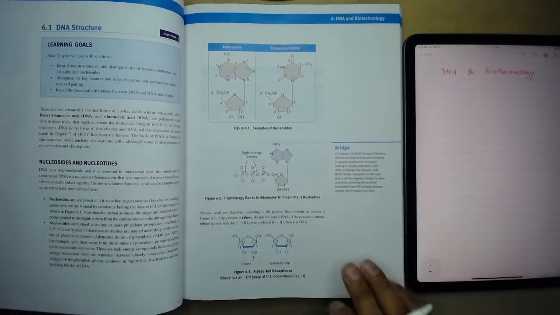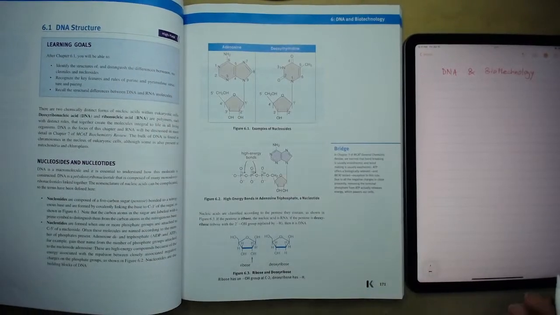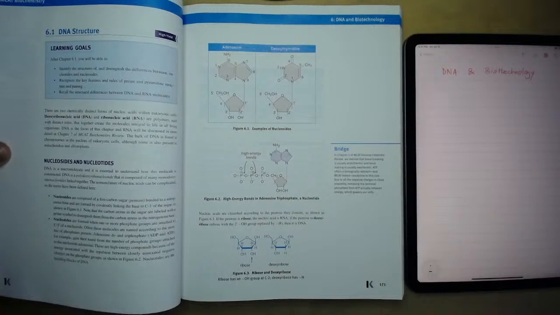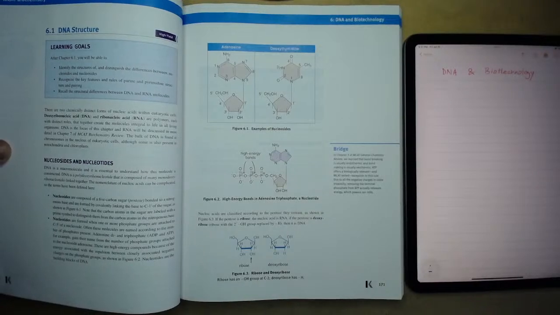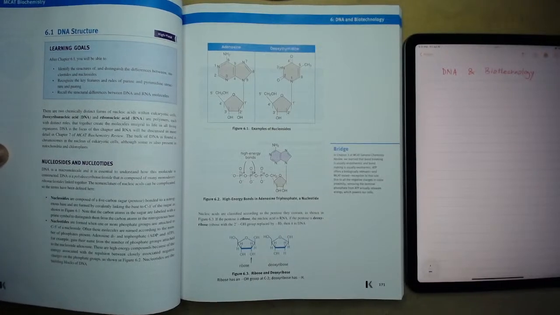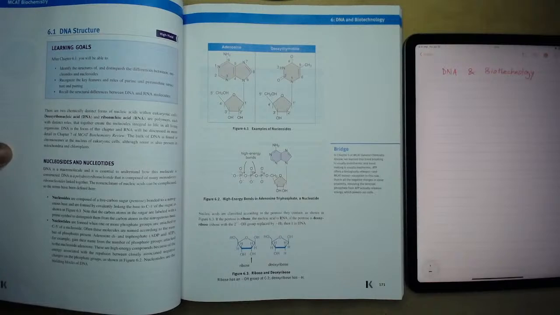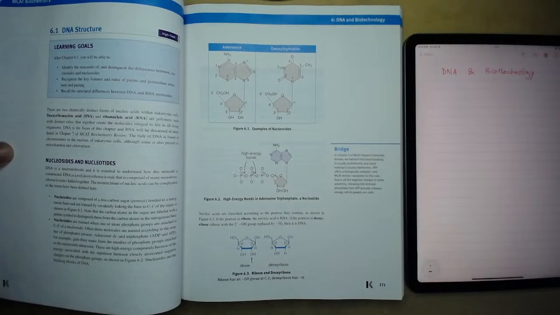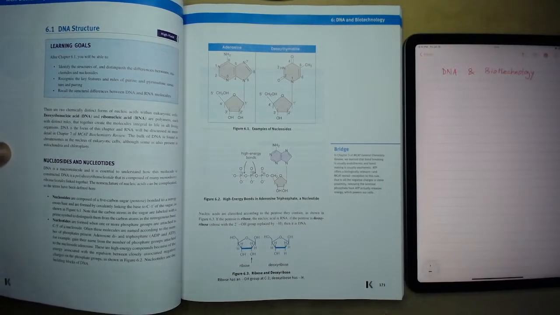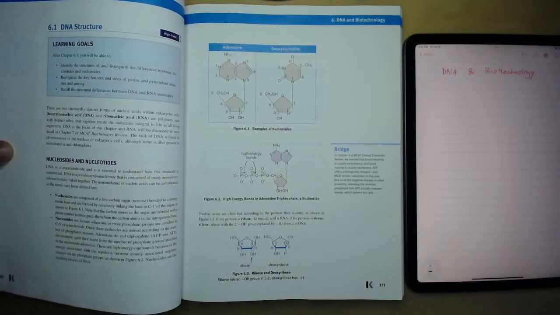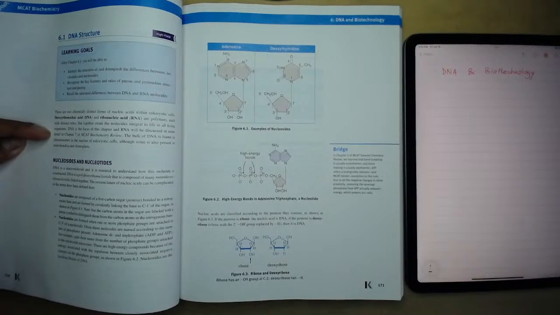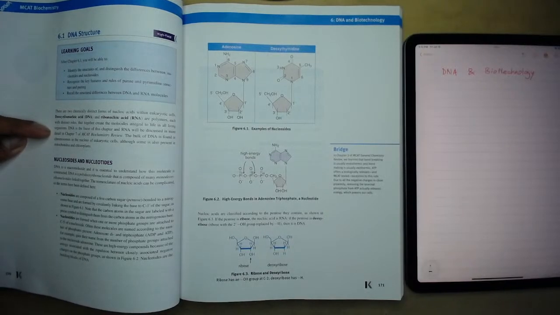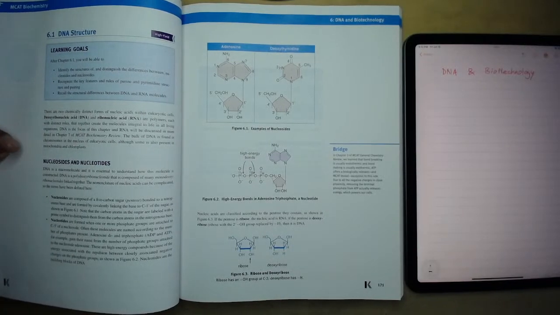6.1 DNA structure. There are 2 chemically distinct forms of nucleic acids within eukaryotic cells: deoxyribonucleic acid, DNA, and ribonucleic acid, RNA, are polymers, each with distinct roles that together create the molecules integral to life in all living organisms. DNA is the focus of this chapter, and RNA will be discussed in more detail in Chapter 7.